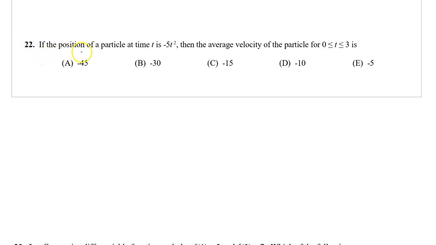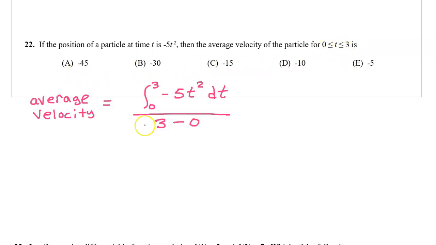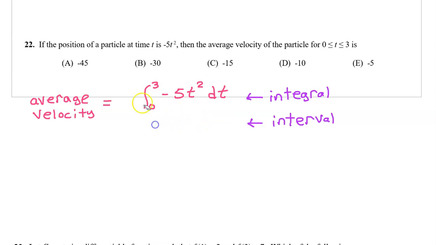Number 22. If the position of a particle at time t is negative 5t squared, then the average velocity of a particle for the closed interval from 0 to 3 is which of these? To find the average velocity on the closed interval from 0 to 3, we will use the average value formula. I think of it as the integral divided by the interval. 3 minus 0 is 3, and dividing by 3 is the same as multiplying by 1/3. I'm going to write it this way just to save space.